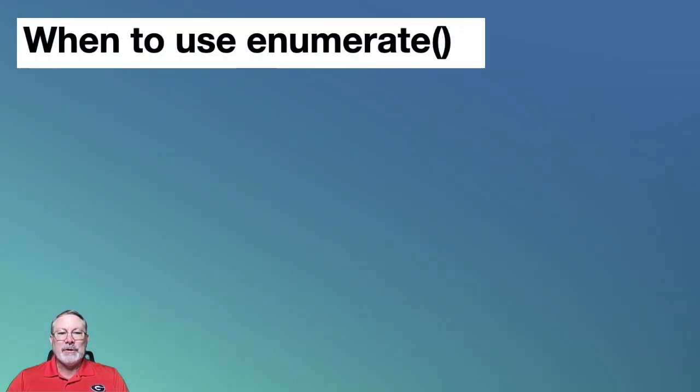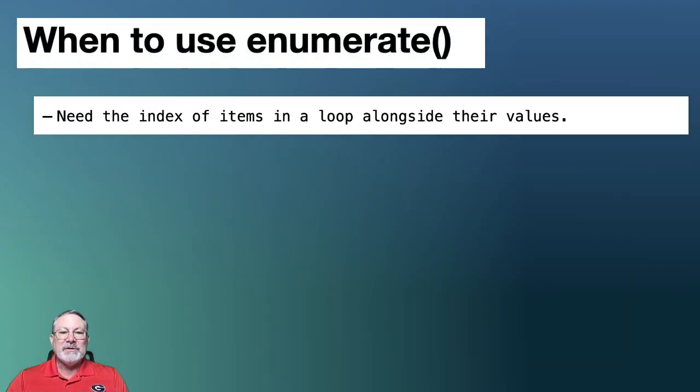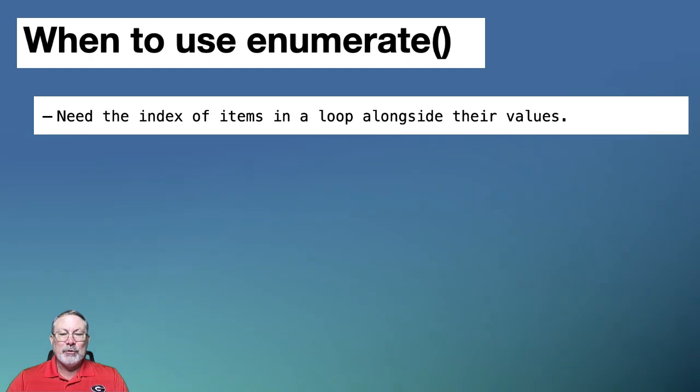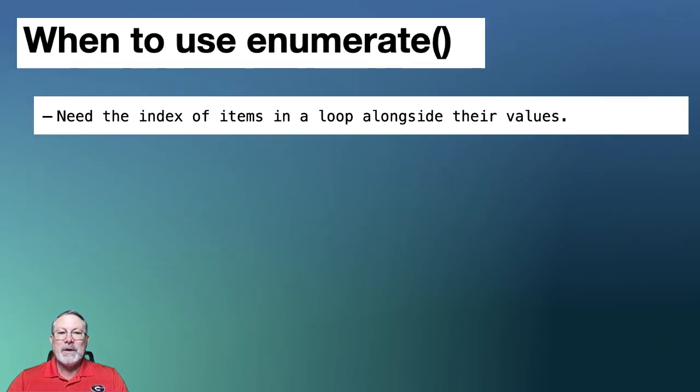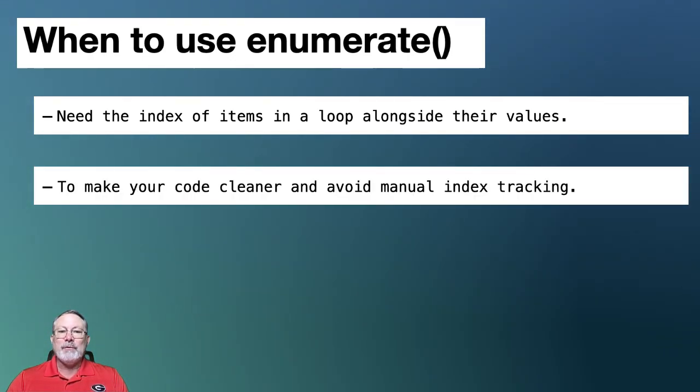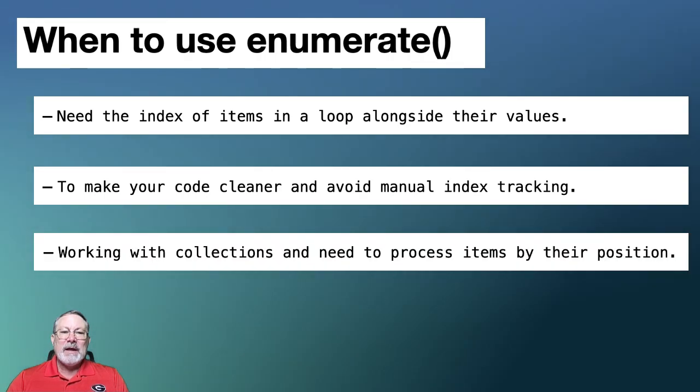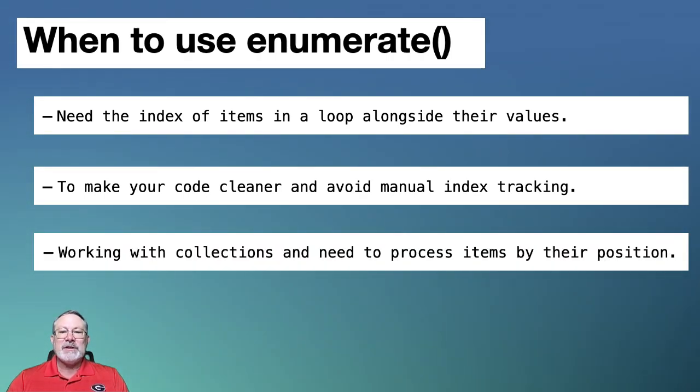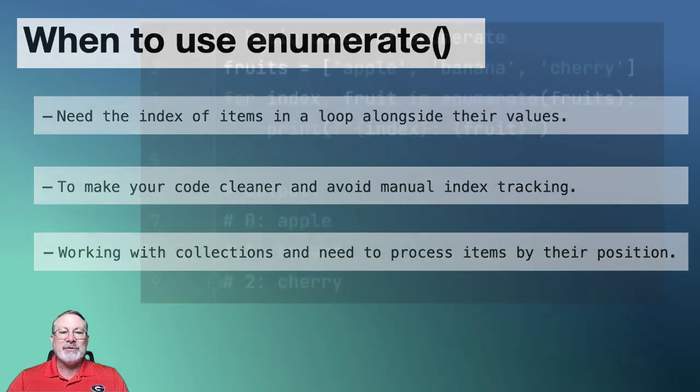You'd use enumerate when you need the index of items in a loop alongside their value. You want to make your code cleaner and avoid manual index tracking. And you're working with collections and need to process items by their position.